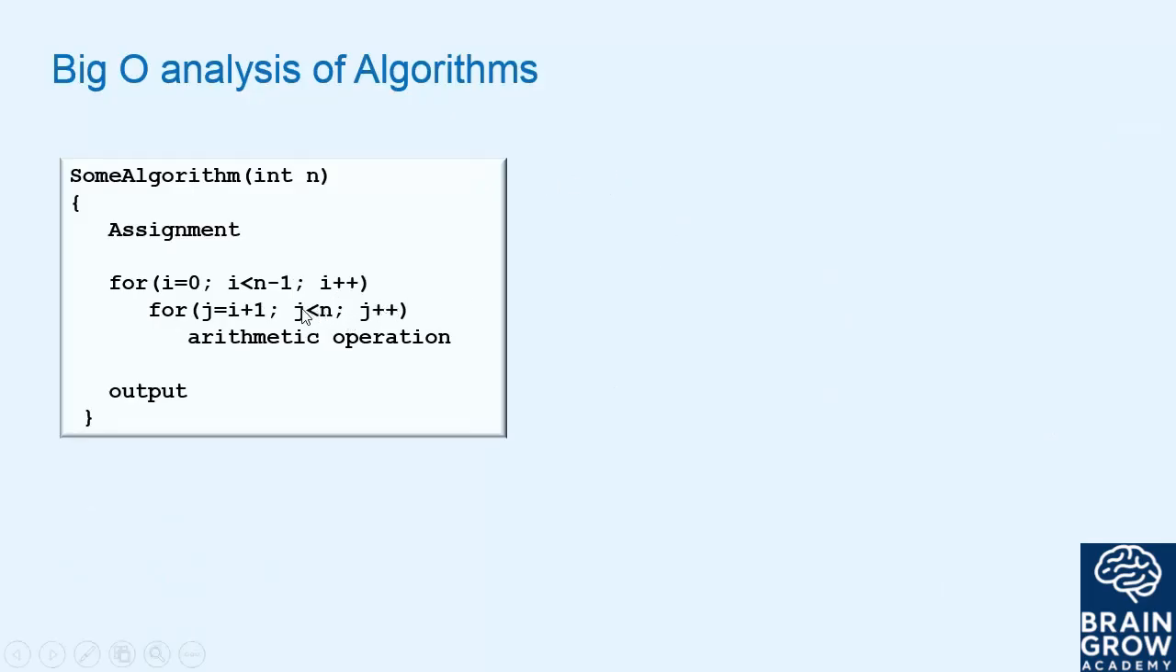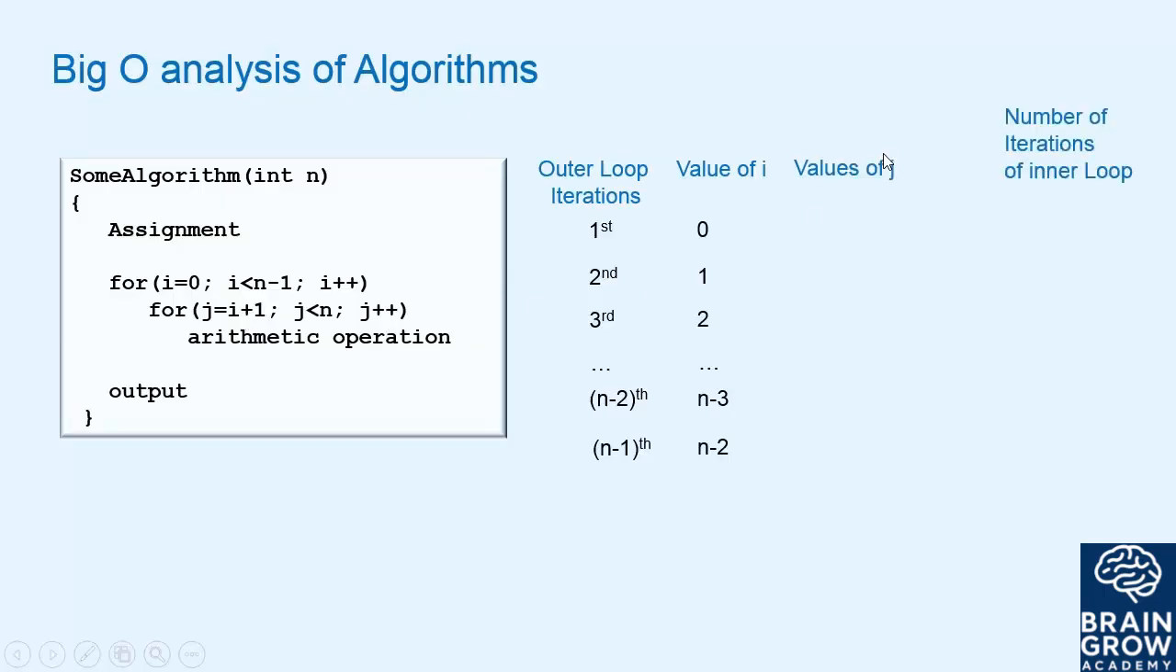Now in this algorithm, this outer loop executes total n minus 1 times. And these are the values that i will take in these iterations. Now let's count the number of iterations of this inner loop. For that, we have to see the values of this variable j. In the first iteration of the outer loop, value of i is 0, and these are the values that j will take. So the total number of iterations of the inner loop is n minus 1.